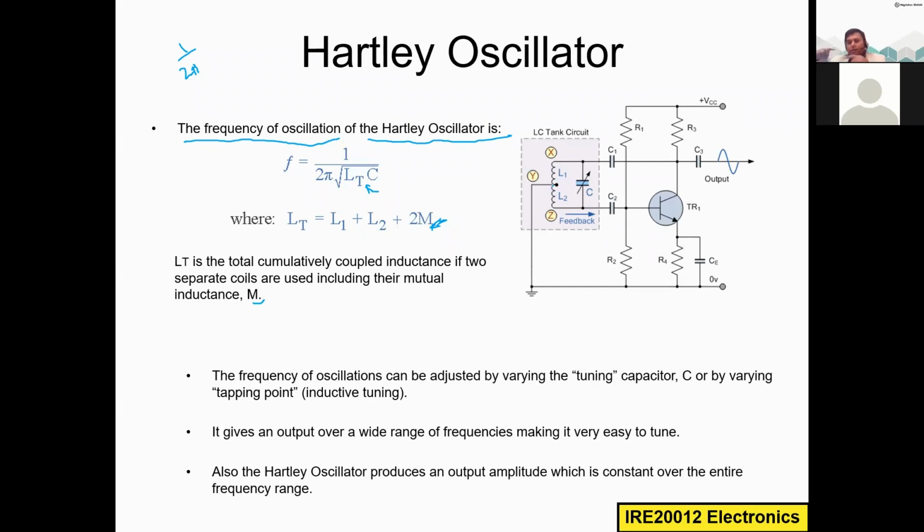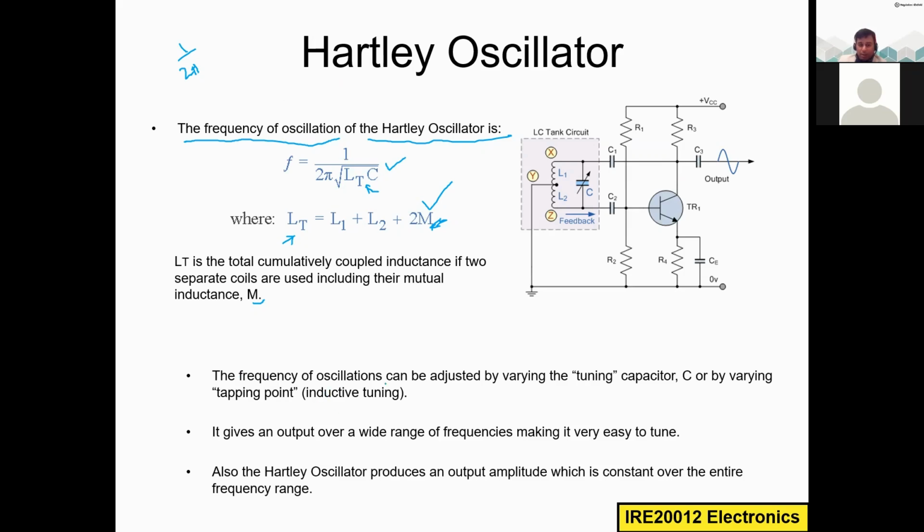Whenever you have two inductors, each inductor has an electromagnetic field around it, and because they overlap each other, there will be some mutual inductance. So we also have to consider the mutual inductance effect when we calculate the total inductance value: L1 plus L2 plus 2M. This is the standard formula you should remember for the Hartley oscillator and its frequency of oscillation.